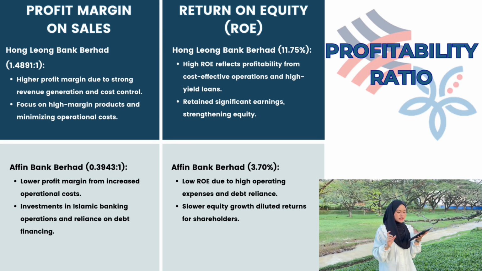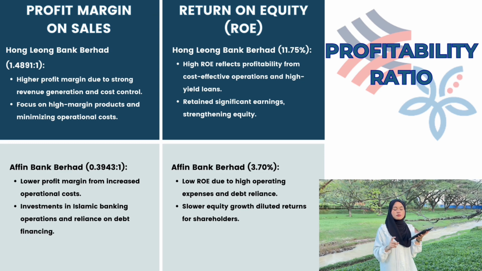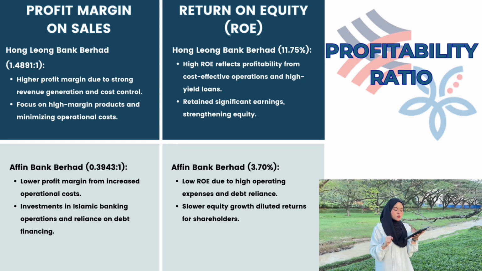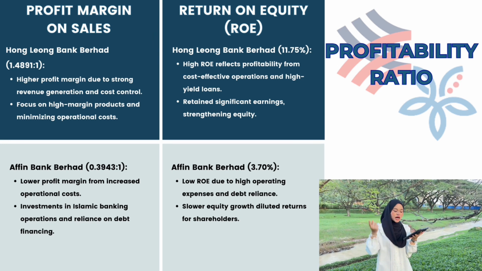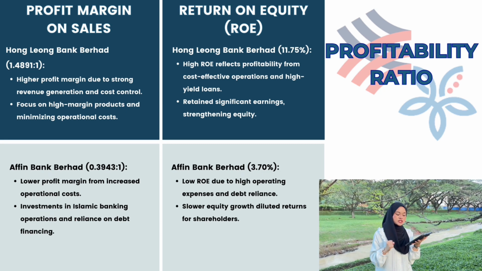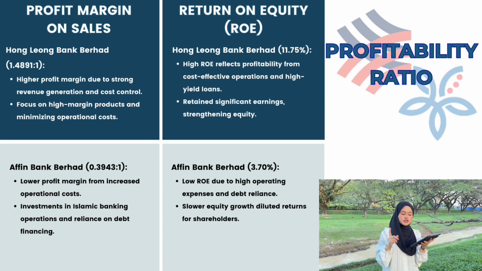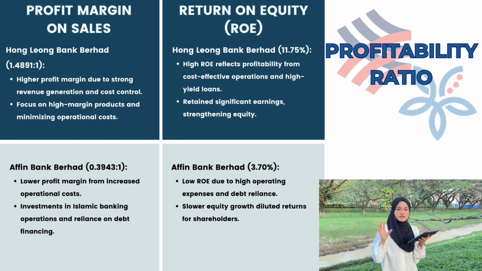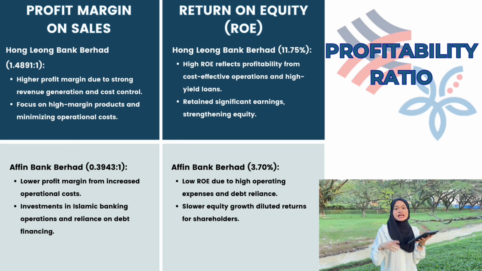So, profitability ratios. Hong Leong Bank reported a profit margin of 1.4891 to 1, showing strong revenue generation due to high-margin products and tight cost control. But Affin Bank's profit margin was 0.3943 to 1, limited by high operating costs from digital investment and Islamic banking expansion.